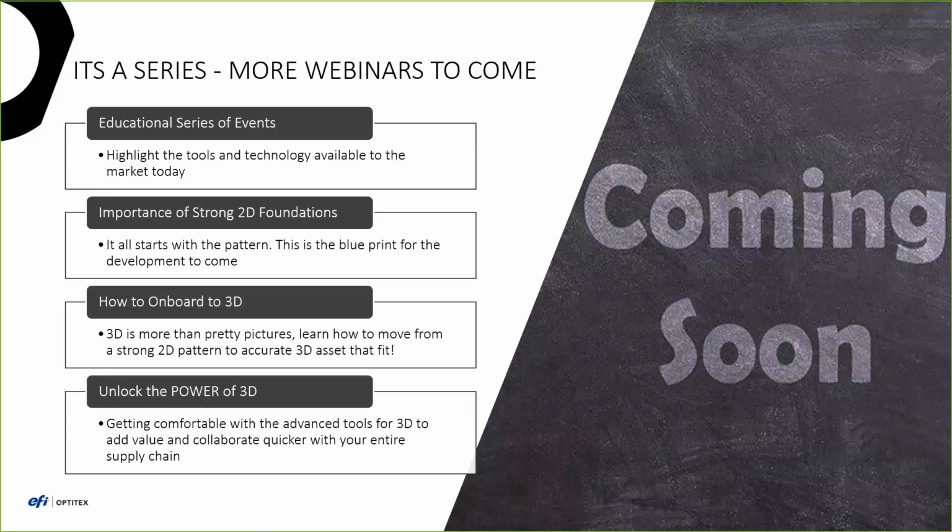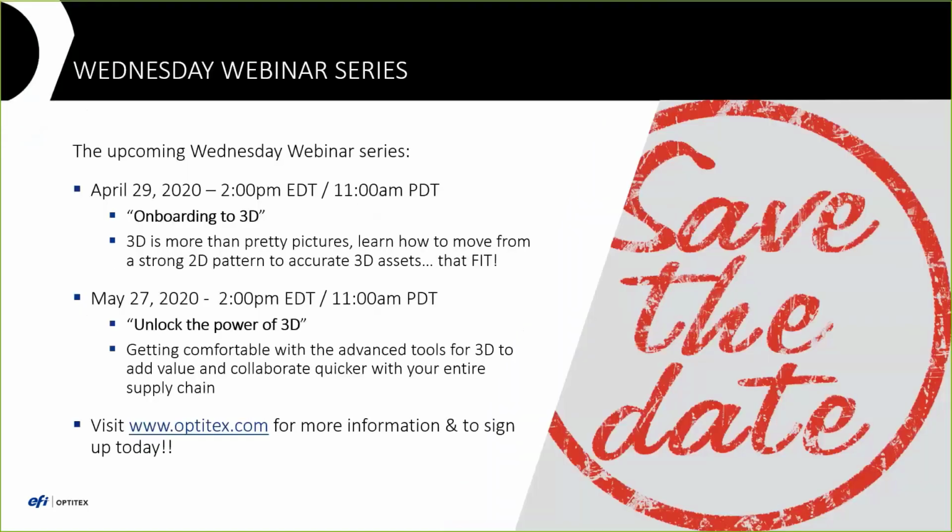And then in May, we're going to unlock the power of 3D. We're going to be getting comfortable with some of the advanced tools of 3D to add value to your entire supply chain, from generating photorealistic images to online collaboration tools in a real 3D space. This and more is all possible with Optitex software.